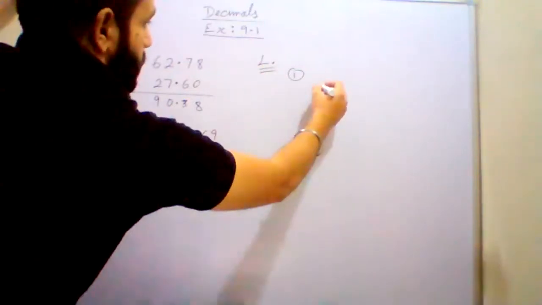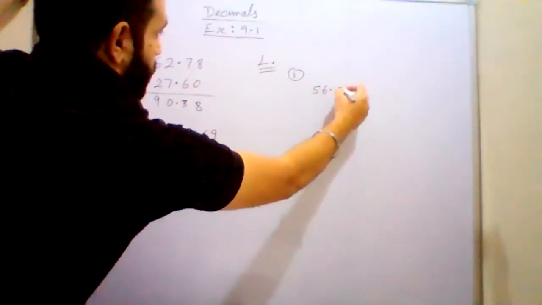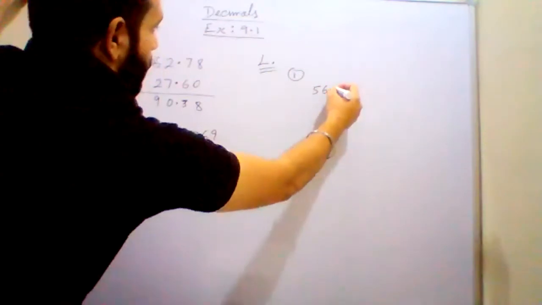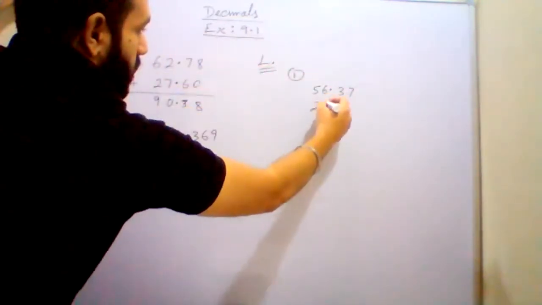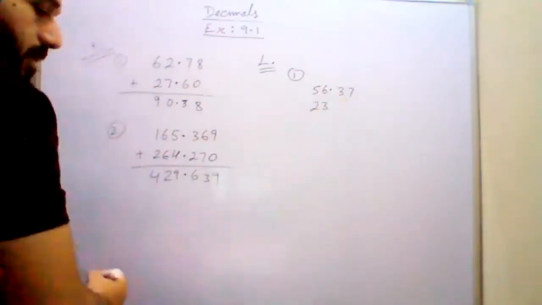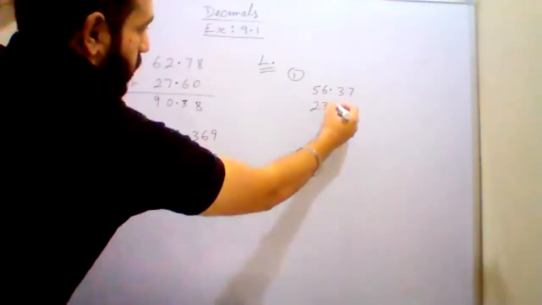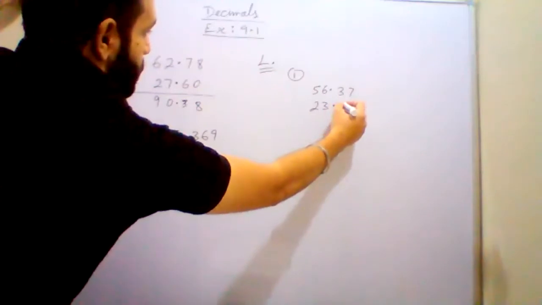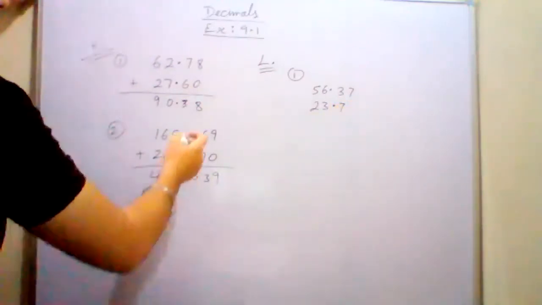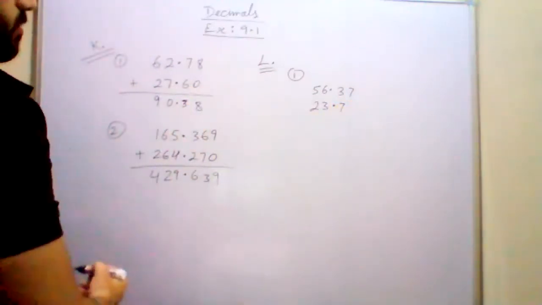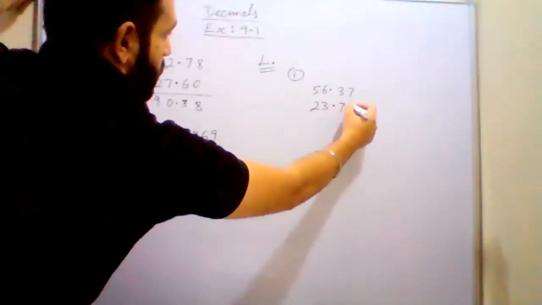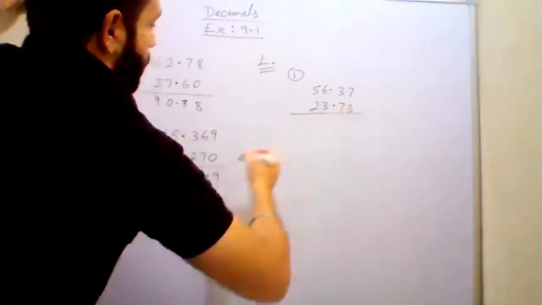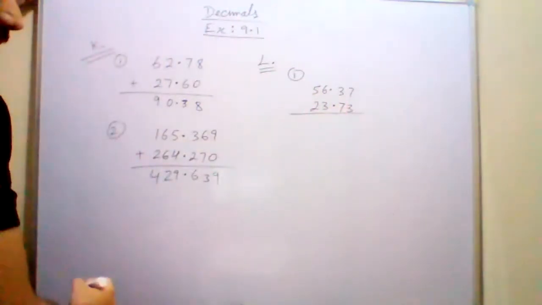56.37. No difference is there. It is the same as before. Just one thing you have to keep in mind: if the number of decimal places is less in any of the numbers, you should add zeros at the end.